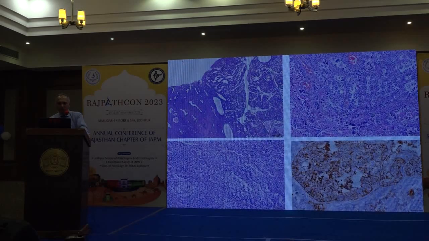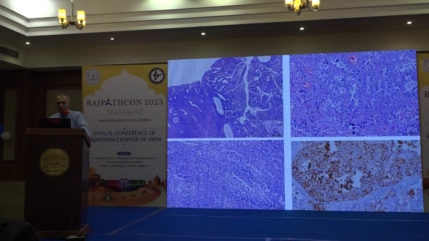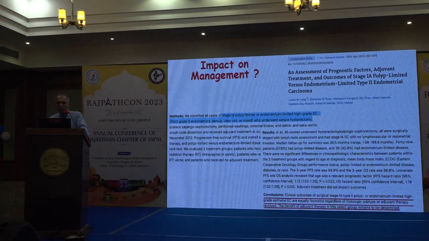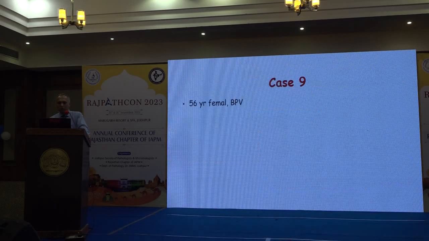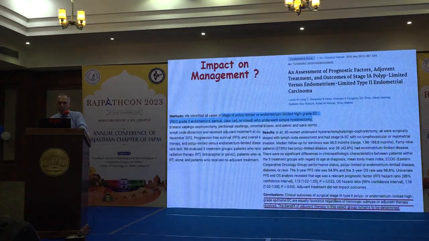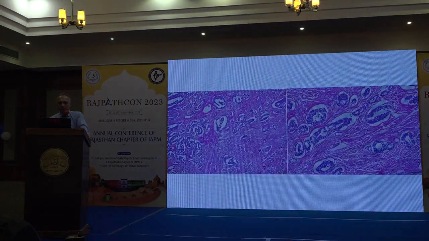As it is, they are aggressive. So this is another tumor which is showing this. So they have an impact on management, that you need to know what kind of aggressive variant it is and the associated molecular abnormality.